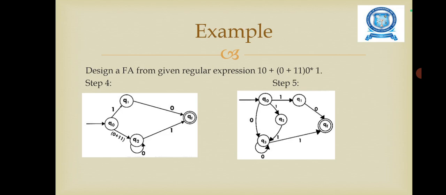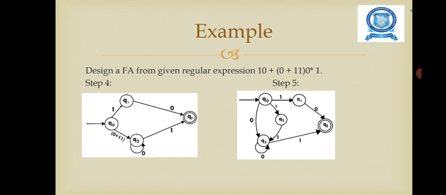So here Q0 is represented as the start state, Qf is the final state. From Q0 to Q1 you have the input 1, from Q1 to Qf you have the input 0, Q0 to Q3 you have the input 0, from Q0 to Q2 you have the input 1. Likewise from Q2 to Q3 you have the input 1, in Q3 you have the self loop on 0, and likewise Q3 to Q4 we have the input 1.